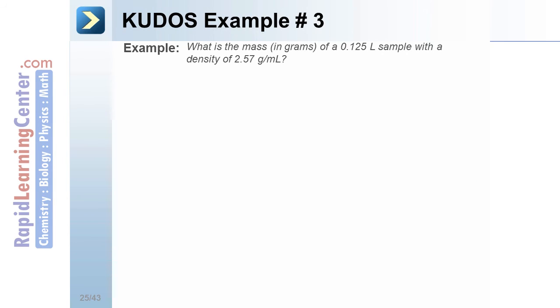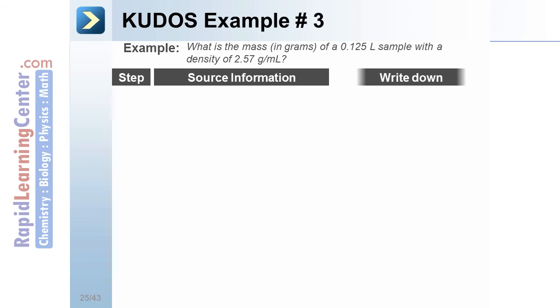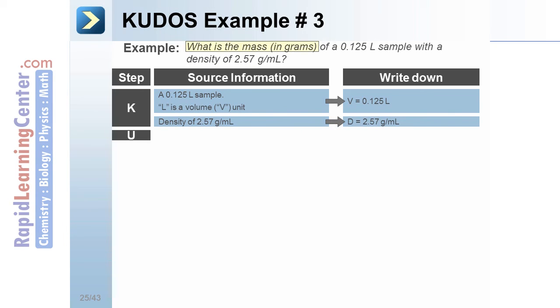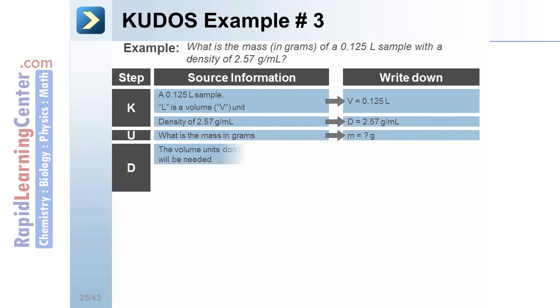This example shows how units may need to be converted before being used in an equation. Step K. Identify the known information. The volume is given in liters. The density is given in grams per milliliter. Step U. Identify the unknown information. The mass. Step D. First, the units of volume will need to be converted so that they will cancel out later on. The correct equivalent is 1 milliliter equals 0.001 liter.